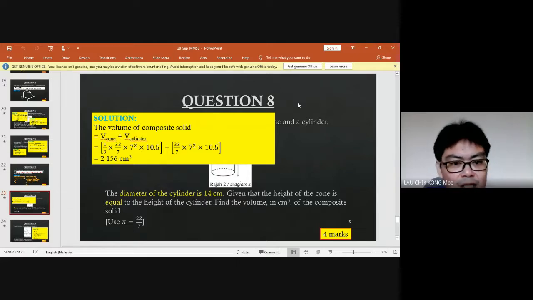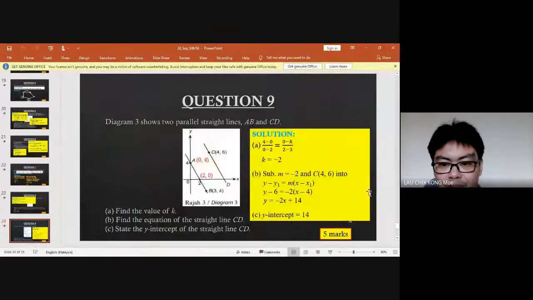And then question number 8, the volume of the composite solid is 2,156 centimeters cube. This one is quite easy. And then question number 9, the K equals -2. You can use the concept of gradient to find the value of K. And then for part B, find the equation of straight line CD. You substitute the gradient equals -2, and point C, which is (4, 6), into the equation. So you will get y equals -2x plus 14. And then for part C, the y-intercept is 14. This is the correct answer.